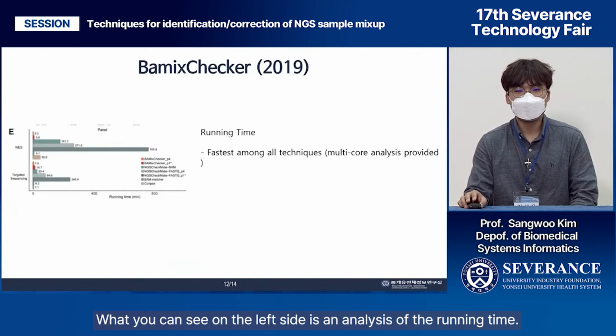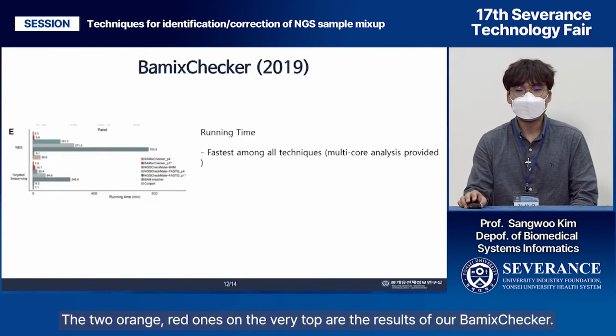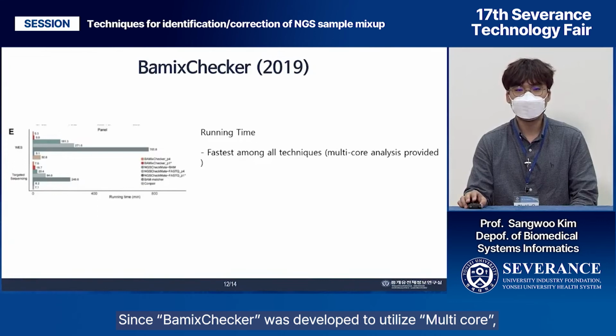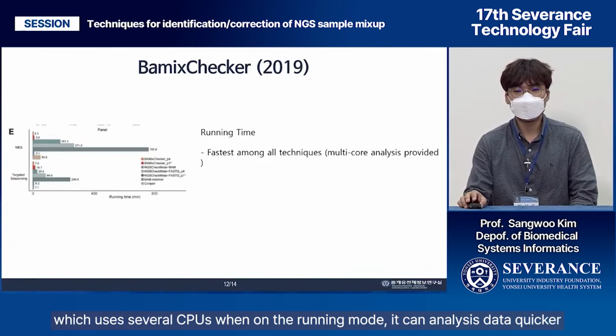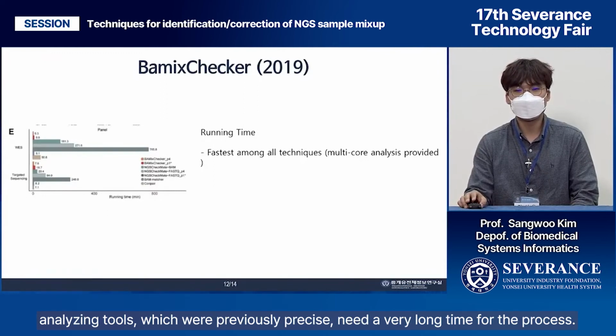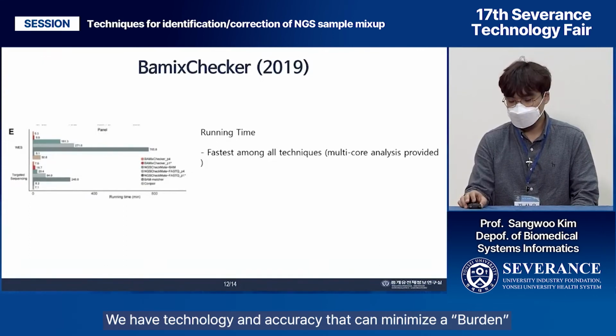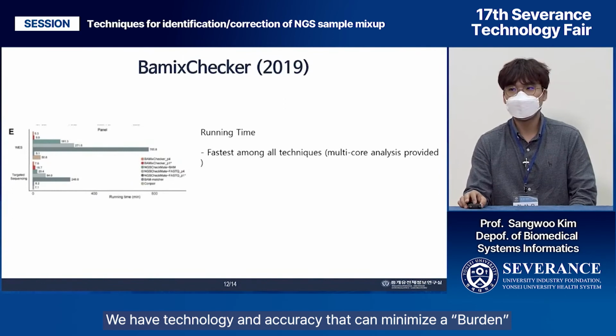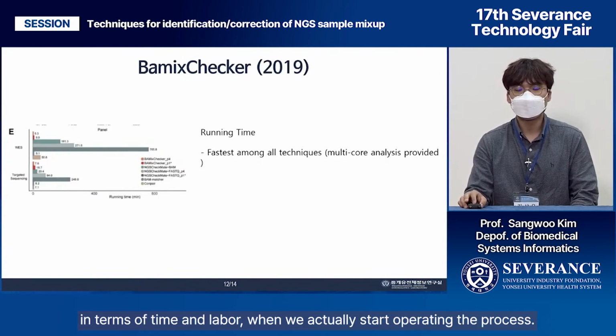What you can see on the left side is an analysis of the running time. The two orange-red ones on the very top are the results of our BAMX checker. Since BAMX checker was developed to utilize multi-core, which uses several CPUs, when in running mode it can analyze data quicker than any other pre-existing technologies. As you can see in the middle, the other analyzing tools, which were previously precise, need a very long time for the process. We have technology and accuracy that can minimize the burden in terms of time and labor when we actually start operating the process.